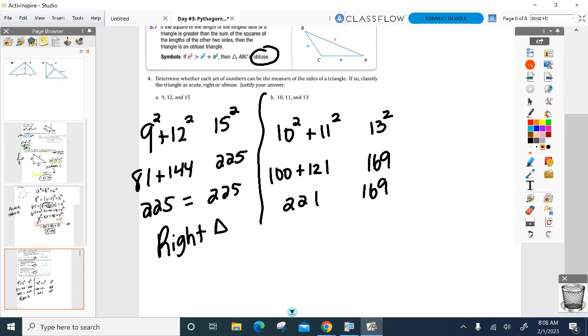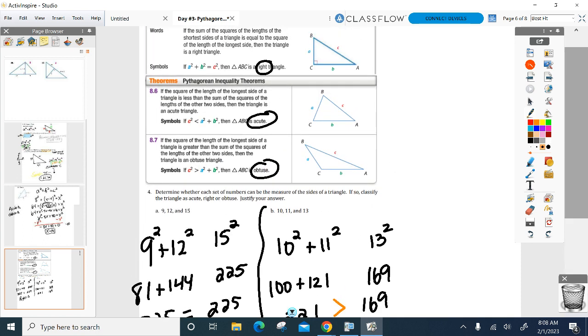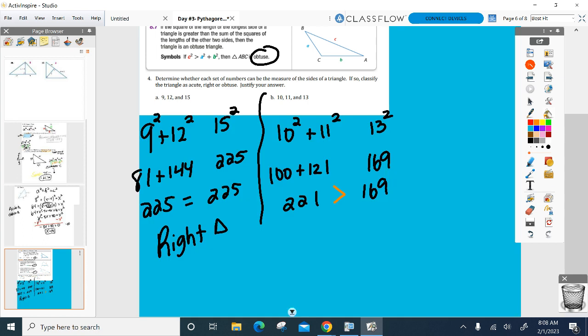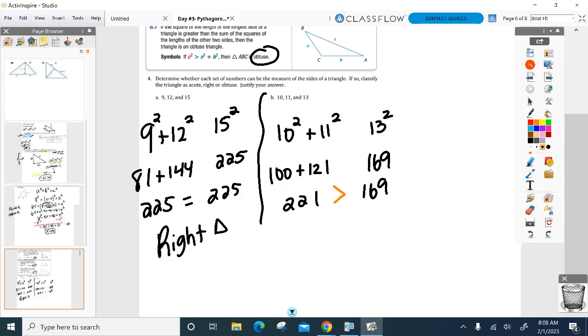If your a squared plus b squared is bigger, we look at our chart here. If it's bigger, then it's going to be acute. I'm not going to go down that path, I don't have time today. Acute triangle. If c squared is bigger, it's obtuse. But if a squared plus b squared is bigger, it's acute. If c squared is bigger, it's obtuse.